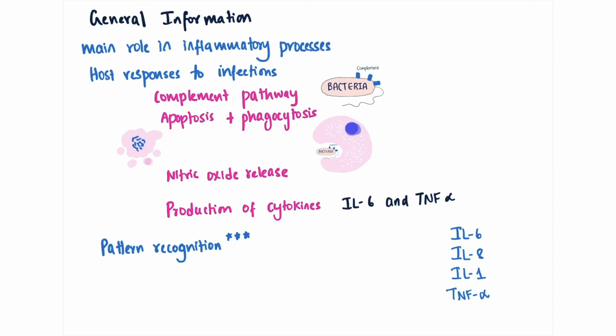In general, C-reactive protein plays an important role in inflammatory processes and helps the host to respond to inflammation or infection by helping in the complement pathway, inducing apoptosis and phagocytosis, helping to release nitric oxide, and production of cytokines, most importantly interleukin 6 and tumor necrosis factor alpha. C-reactive protein can also recognize self from foreign molecules based on pattern recognition.